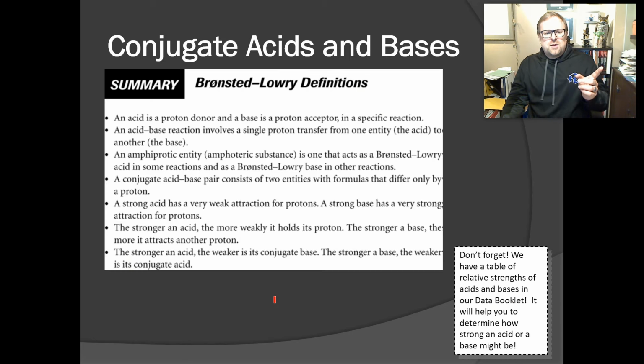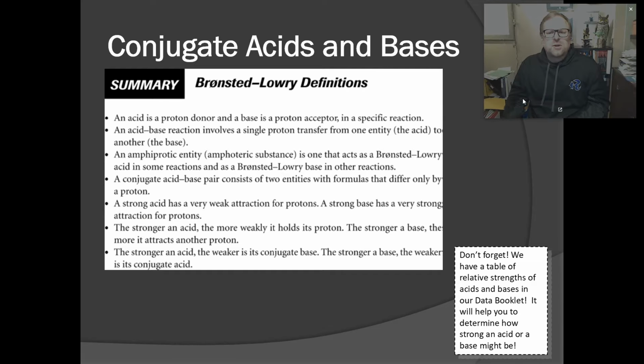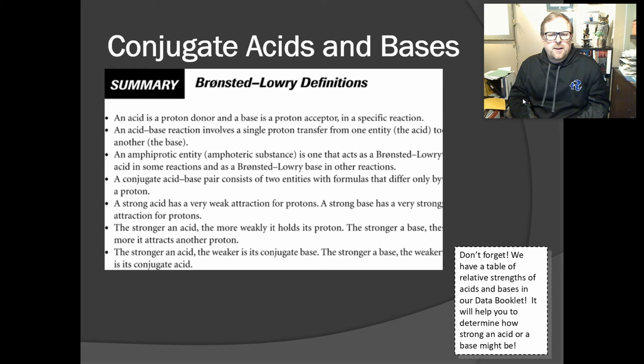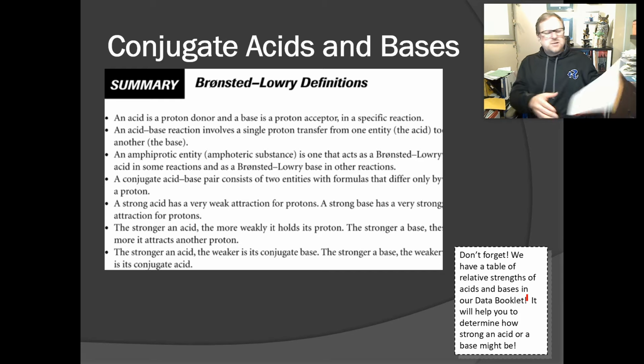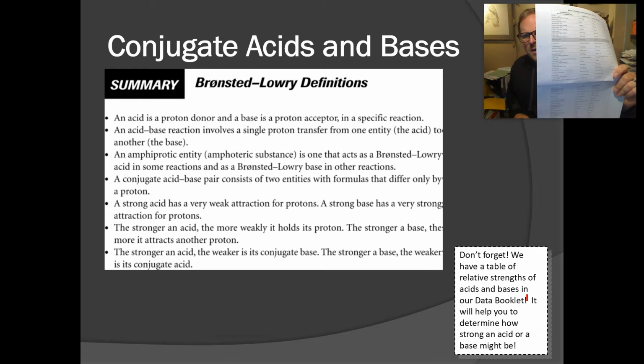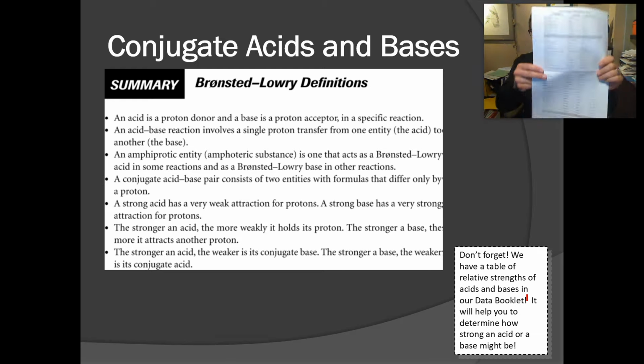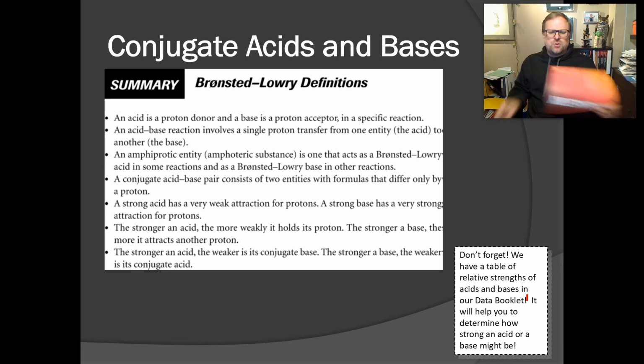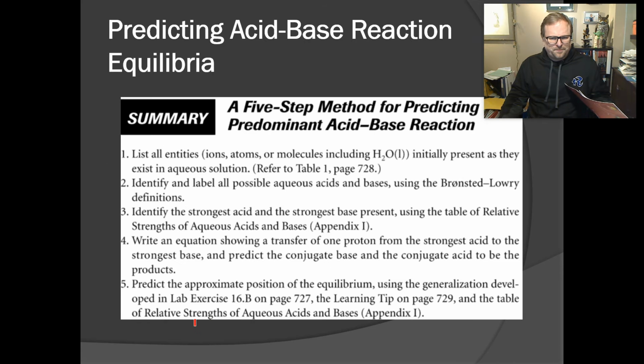Okay. So here are some Bronsted-Lowry acid-base definitions, and I just took this summary out of your textbook. If you wanted to have a look at that at some point, you can. I'm not going to go over those because we've just gone over them. Don't forget, though, we do have our table of relative strengths of acids and bases on pages 8 and 9 of your data booklet. Make sure you've got this handy and open as you're going through this next section.